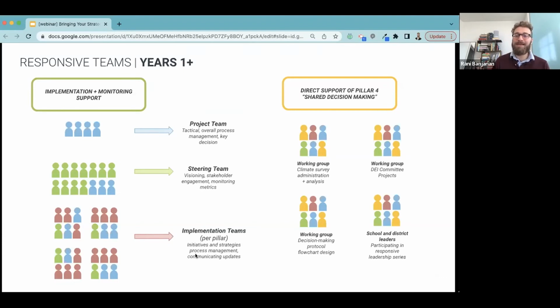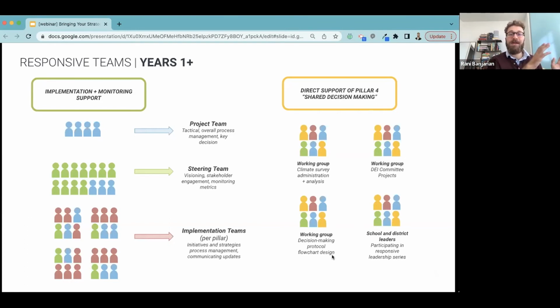On the right, you'll see another example of a similar teaming structure, and this is a district where one of their focus areas is this idea of shared decision making. Some of the initiatives aligned to that pillar include administering a climate survey and analyzing data from the climate survey. It includes putting together a DEI, diversity, equity, and inclusion committee, and allowing that committee to come up with projects and ideas that will impact the entire district.